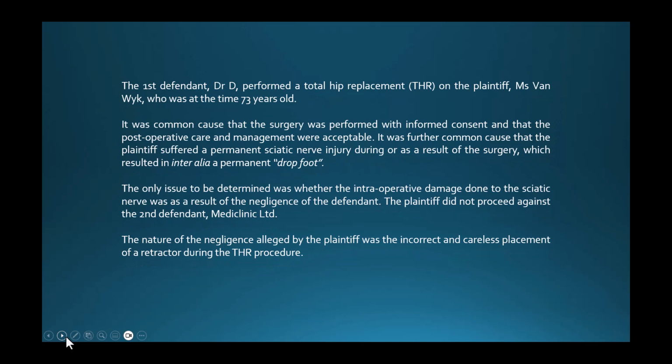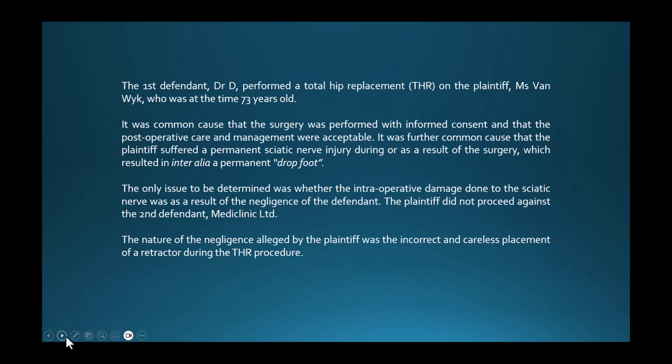All right, so let's have a look at some background facts. The first defendant, a doctor, Dr. D, performed a total hip replacement, THR, on the plaintiff, Ms. Van Wyck, who was at the time 73 years old. It was common cause, in other words it was agreed between the parties. It didn't need to be established in court. The court approached the facts on the basis that the surgery was performed with informed consent, so that wasn't an issue.